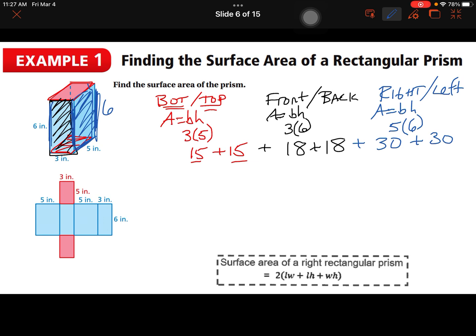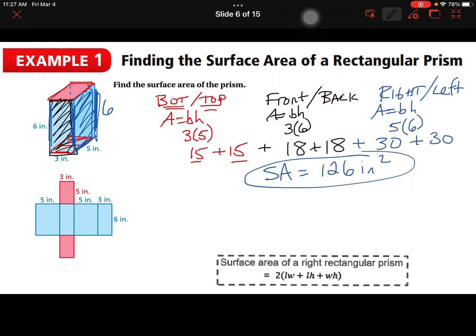And so we're going to go ahead and add those together. If I had 30 and 30, that's 60. 15 and 15 is 30, so that's 90. And then that's going to be 36. So if we did this all right, we would have 90 plus our 36, which is 126. So our total surface area would be 126, and in this case it would be inches squared. So that's method 1.